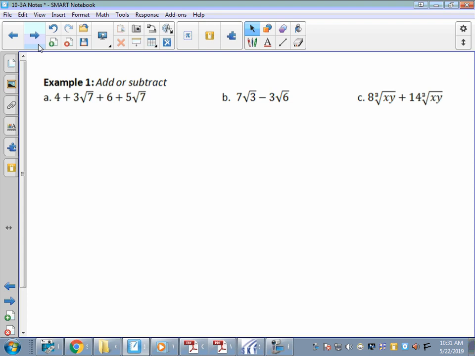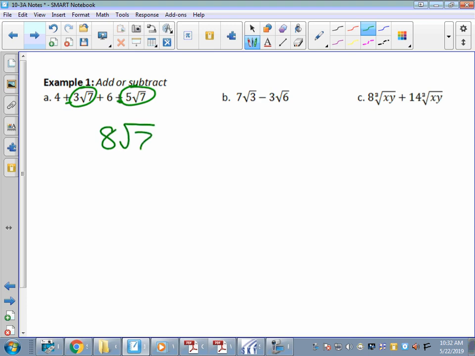Let's go to example 1. In this one, we've got a couple things with a radical, and we've got a couple things that don't have a radical. But the ones with the radical have the same radical, so we can combine them. We've got a 3 times the square root of 7 here, and a 5 times the square root of 7 here. Together, we're just going to leave the square root of 7 alone. That's going to act like our variable. We're going to add up the 3 and the 5, and we can because it's a plus sign here and a plus sign here. So 3 and 5 would give us 8, and then we bring that square root of 7 with us, so it's 8 times the square root of 7.